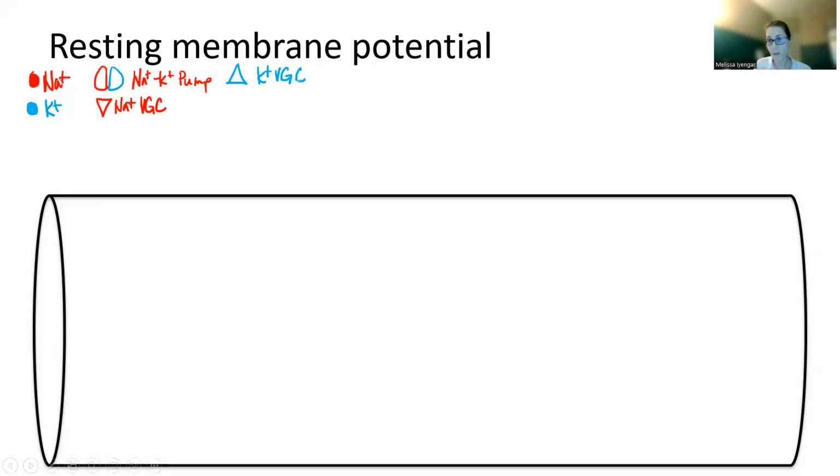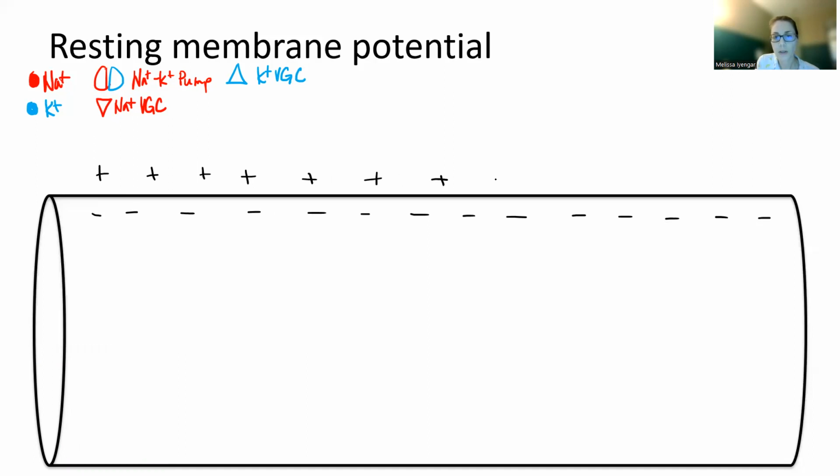So we're going to set up resting membrane potential. Remember, I already told you that during resting membrane potential, the inside of the cell is going to be negatively charged. So inside the membrane here we have a negative charge, and outside we're going to have a positive charge, okay?